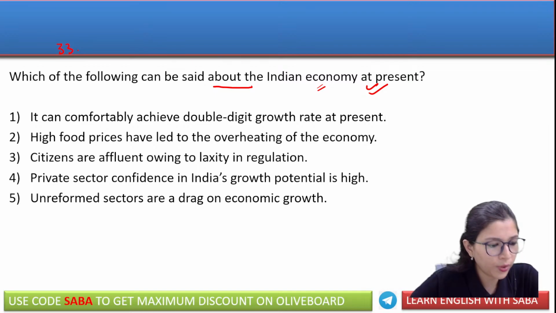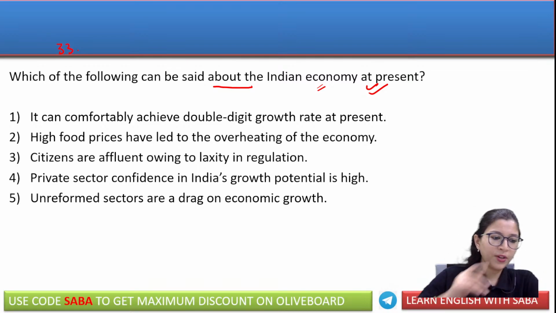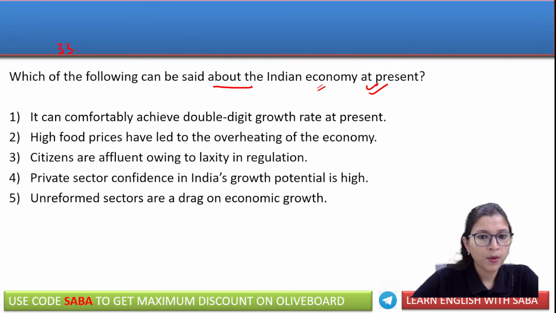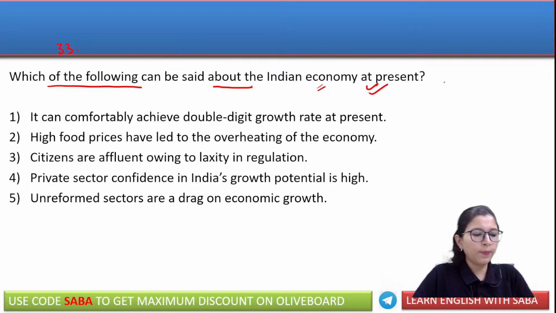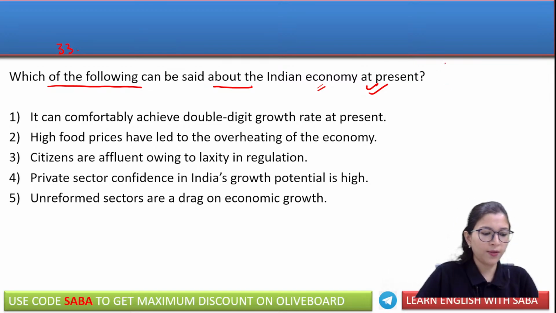So Ramesh is saying fourth. You can go through the options carefully. Neeraj Sharma fifth. Arju 2. All different answers. Now you can see your answer. Which of the following can be said about the Indian economy at present? Indian economy के बारे में क्या कहा जा सकता है?